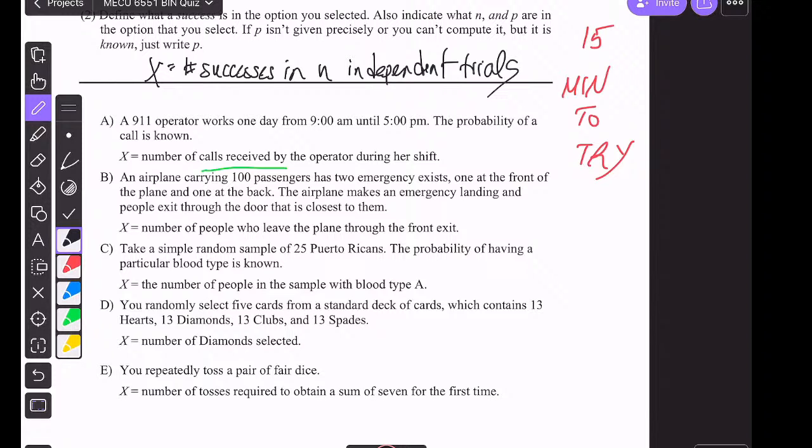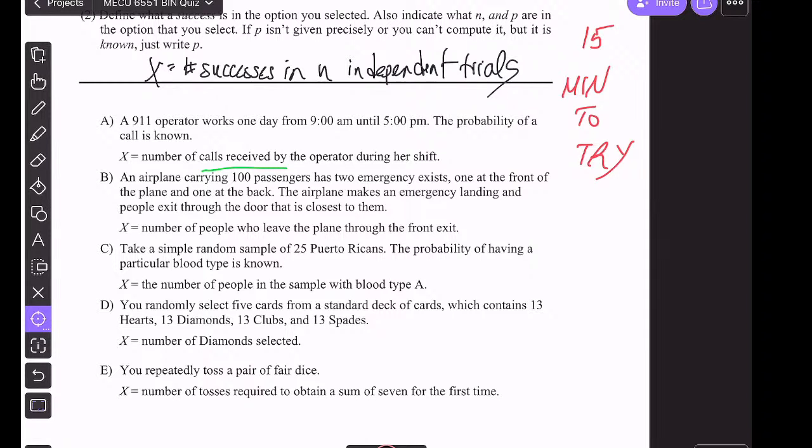So that means that when you're reading this, X is the number of calls, the successes, by the operator during her shift. Do you see the problem with this statement? What's wrong with this? It doesn't fit. It doesn't fit with this: X is the number of successes in n independent trials, because we don't have an n.